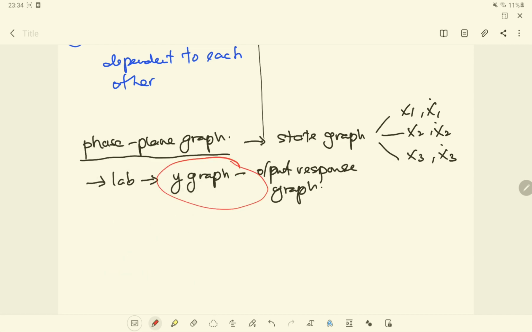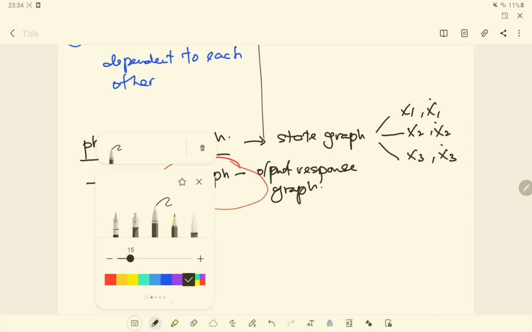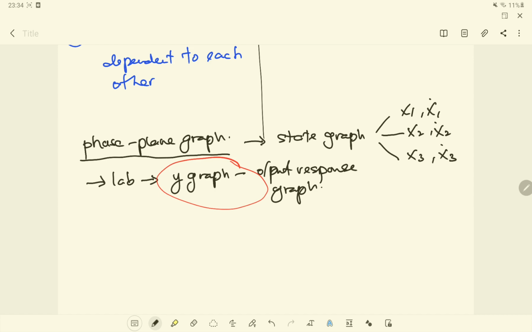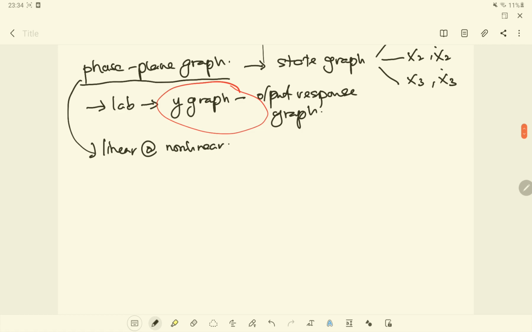We cannot determine whether the system is linear or nonlinear by looking at the output response of the system. But we can use the phase plane graph to determine whether the system is linear or nonlinear. But first you have to know what the phase plane graph is, and how we plot it.